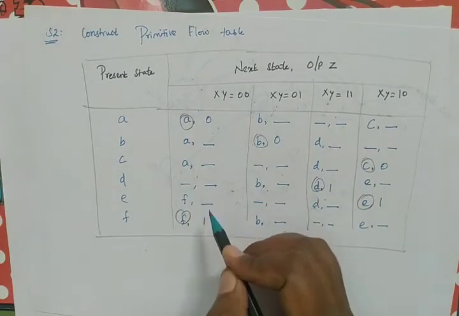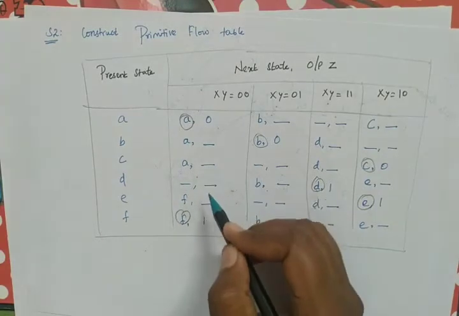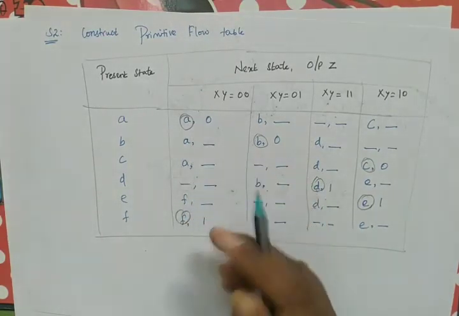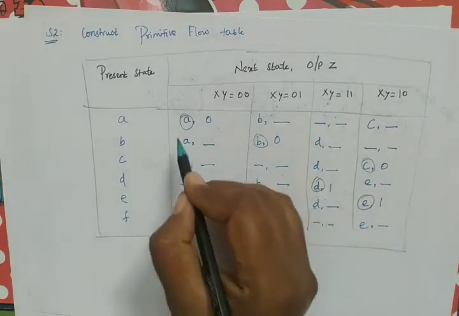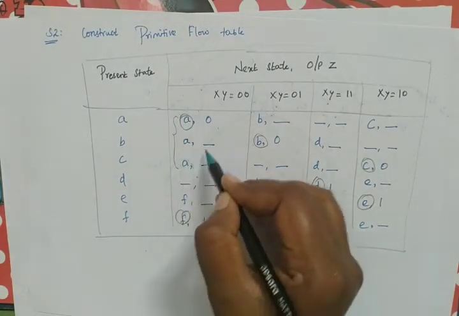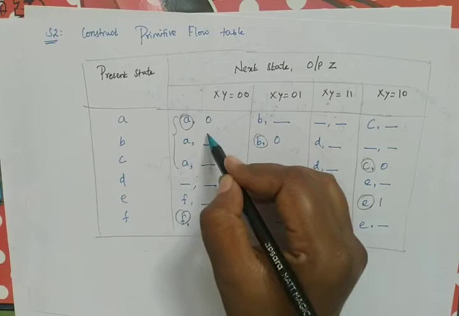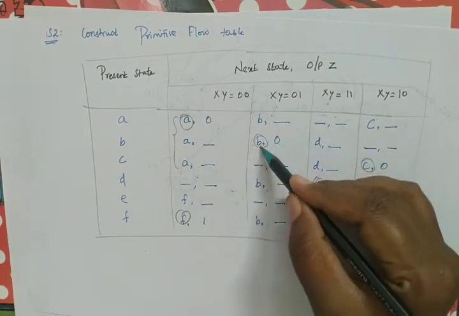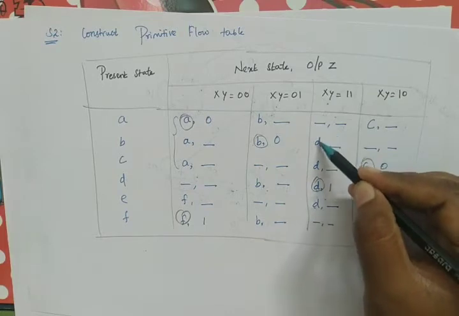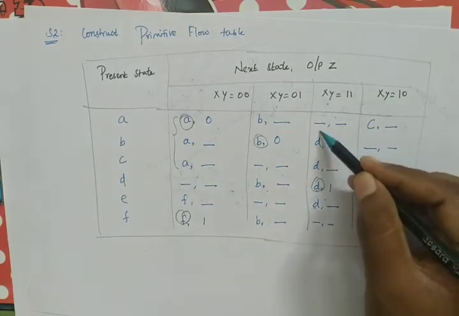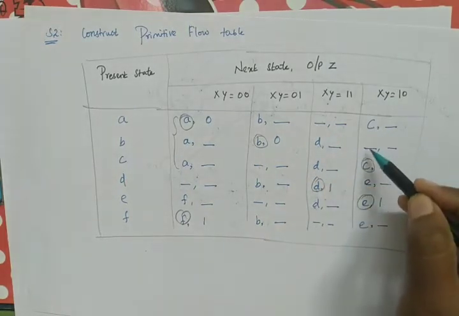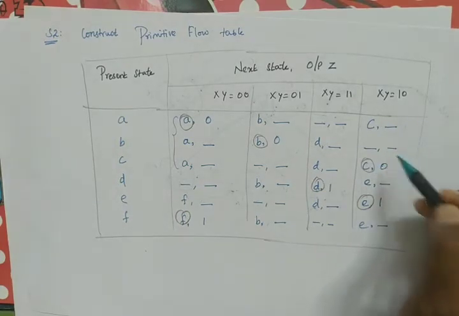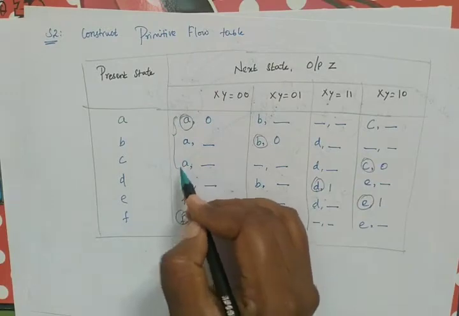So how can we reduce the primitive flow table? Let us check. We have to merge the states. We have to merge every state into a single state if it is possible. Here we have A, and this dash may be either 0 or 1. Since we have represented dash, we can take this as 0. And here B, B, B. This is dash, so we can take this dash as D. So D, D, D. And here we have C. Then here we have 0, so we can represent this as 0. So we can merge these three.